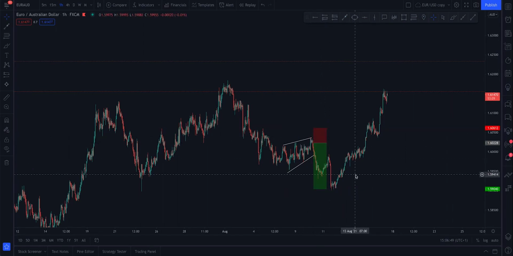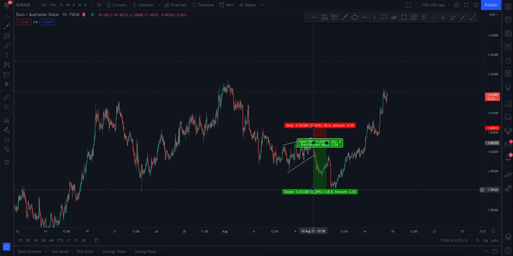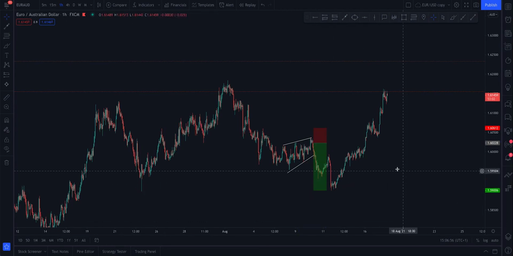So I set the order after the rejection and price went down to 3%, but I didn't lock anything in and it just took me out for break even. Simple trade, not really much to it.